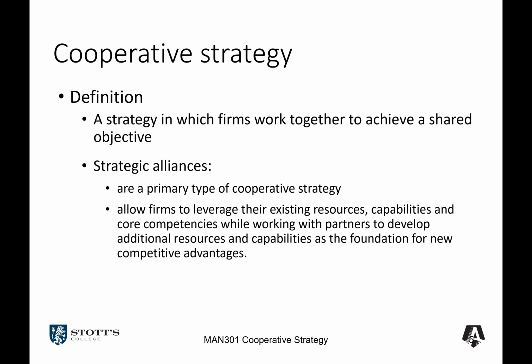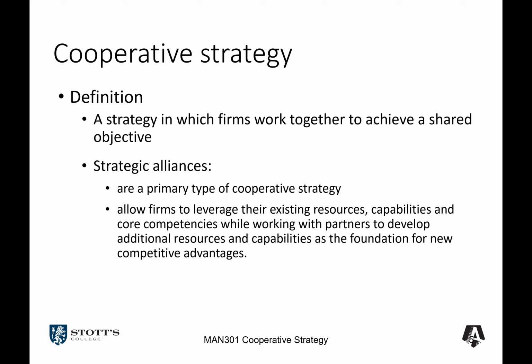So it's the primary type, the main type of cooperative strategy, and it allows the firm to leverage its own existing corporate resources, capabilities and competencies, and access partners' resources, capabilities, and competencies. And by the combination of those relationships, by the combination of what those firms can do, they develop additional resources and capabilities that may be the foundation of a new competitive advantage.